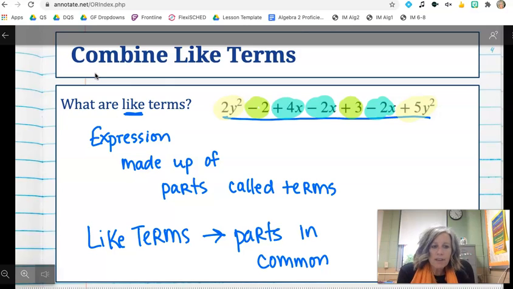Okay, so we're going to define this. You should have this written in your notebook. Okay, so write down that expression, hit pause, and write down the expression and write down everything that I just wrote down. Anything I write down is important for you to write down. So hit pause, and then we're going to move on.